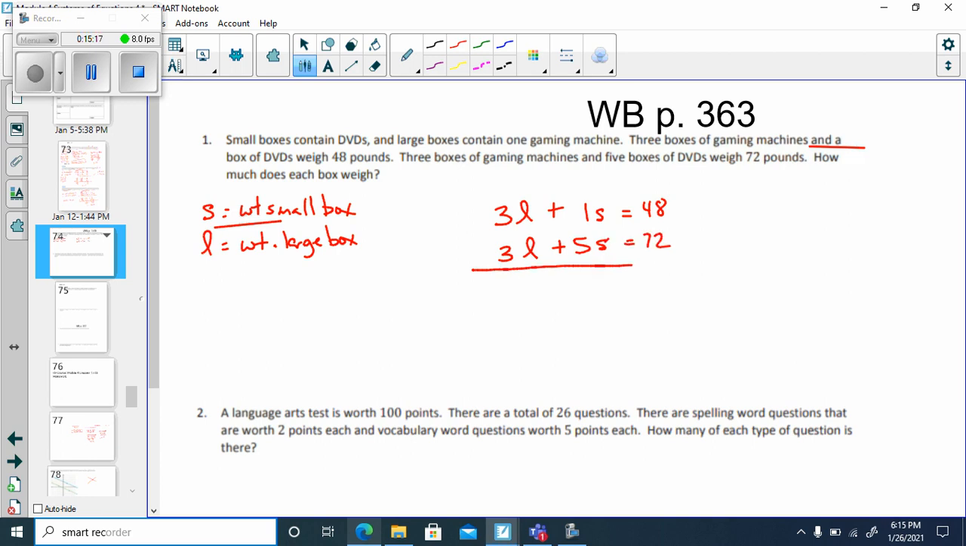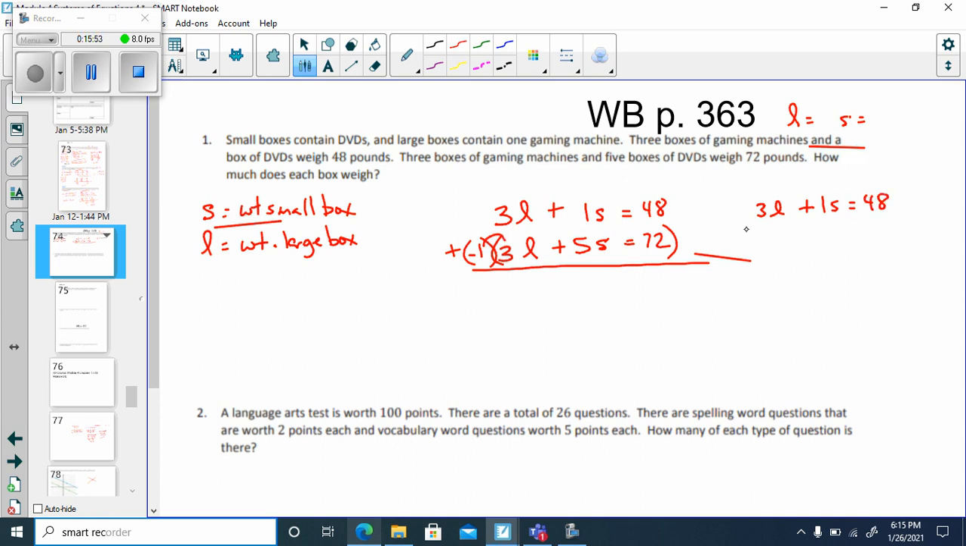How much does each box weigh? Well, I don't have anything I could use for substitution. There's no L equal to or S equal to. So I'm going to have to eliminate a variable. Look, both of these have 3 in the front, don't they? This is a positive 3, that's a positive 3. 3 plus 3 is 6. So I need to get rid of one of these. What if I multiply everything here by -1? I then have 3L plus 1S equals 48.